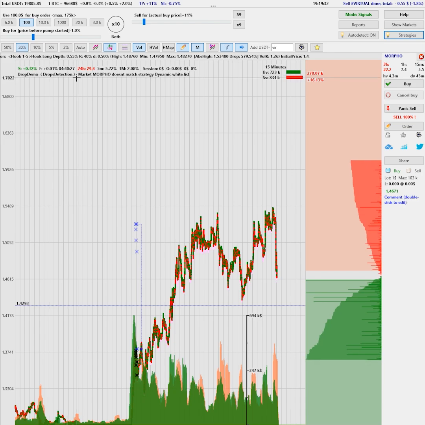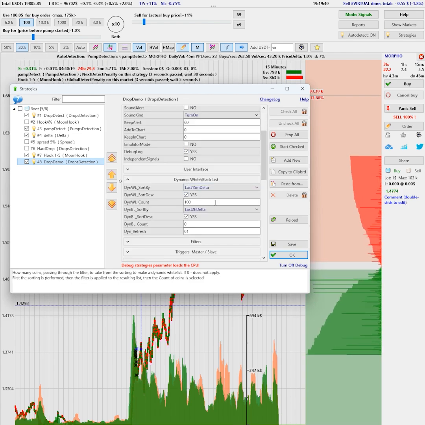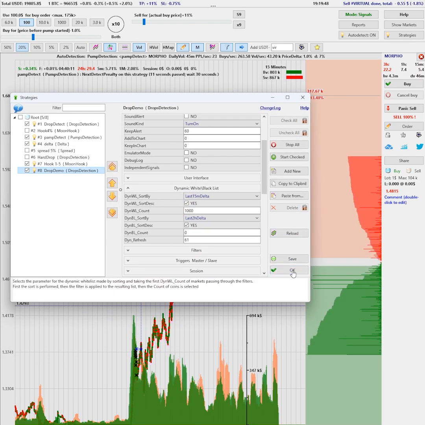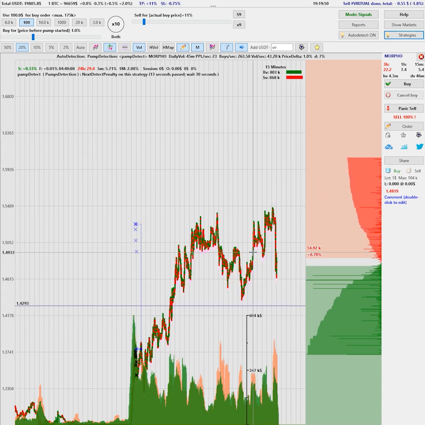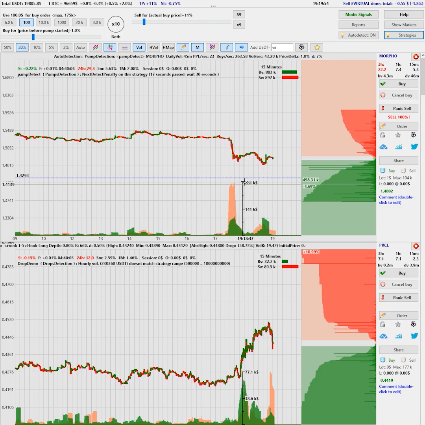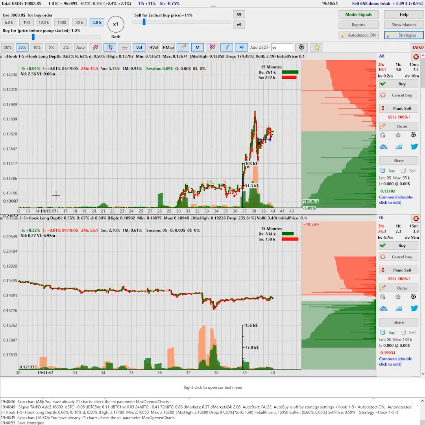All right, drops detection now. Okay, so drops demo doesn't match dynamic whitelist. Let's change this up a little bit. I'm just going to do 1,000. Okay, perfect. That way we'll just see any trades that we'll get. Oh yeah, use custom colors. That's what I wanted. All right, let's see.